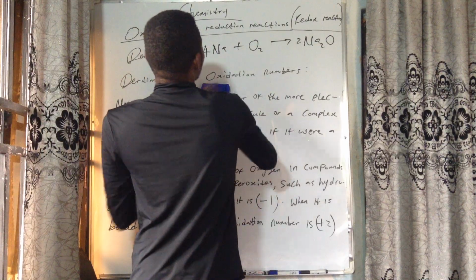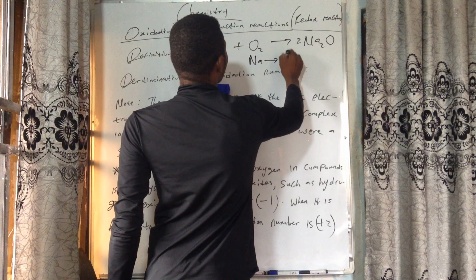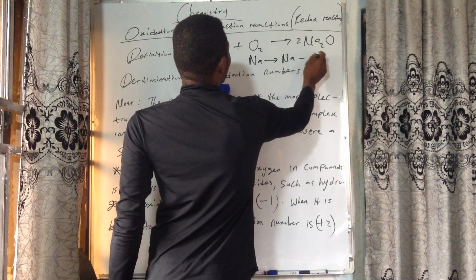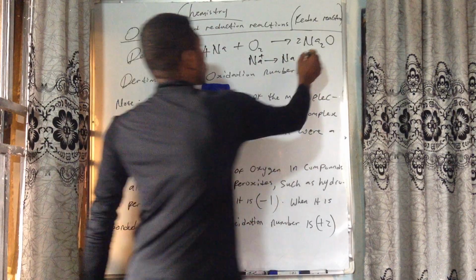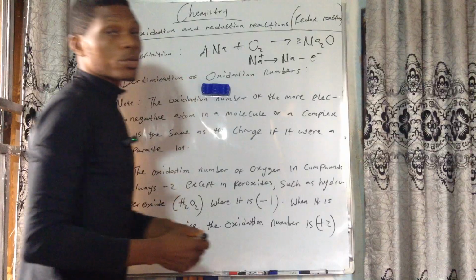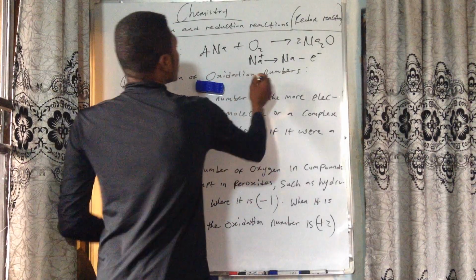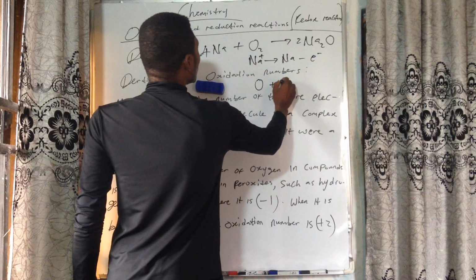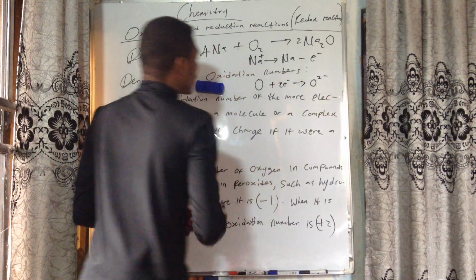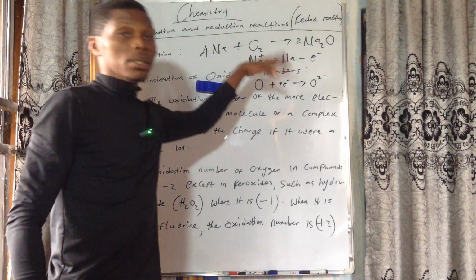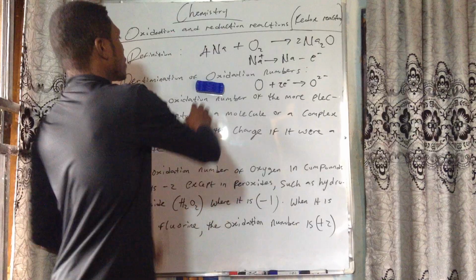That is Na minus 1 electron, giving you Na+. Oxygen gained electrons. One oxygen gained 2 electrons: O plus 2 electrons giving you O2-. Remember, don't worry, I will do this in detail. I'm just introducing this to you guys.